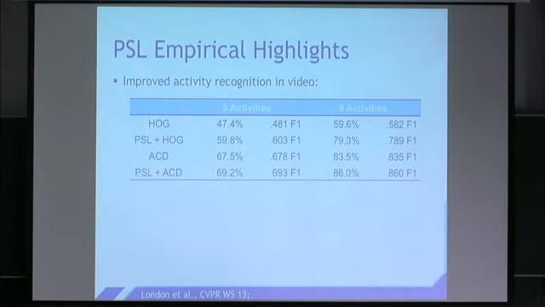Another flavor of computer vision problem is an activity recognition problem. Here we can use state-of-the-art computer vision features. This is histogram of gradients, and I forget what ACD is, but then we use PSL as exactly the thing that connects the dependencies between, okay, if I'm doing something in one frame of the video, I'm likely to continue doing it. If there's other people in the video and they're doing something, then they're likely to be doing the same thing. None of these are hard constraints, but we can add them in and that improves performance significantly.